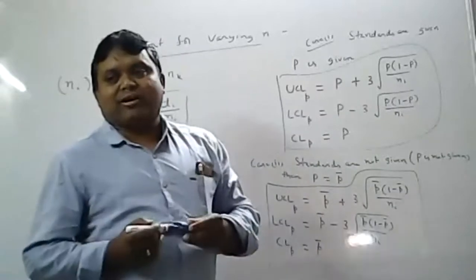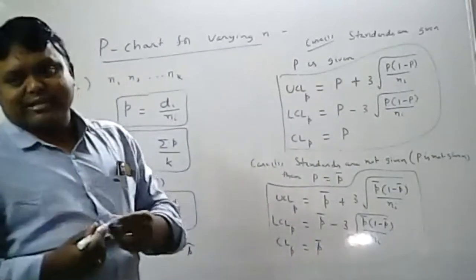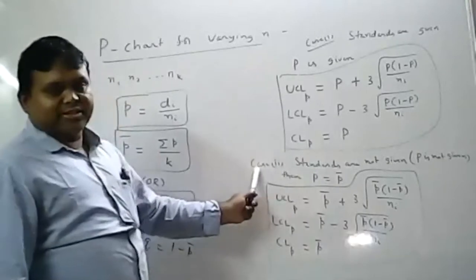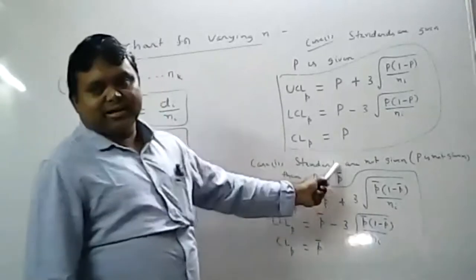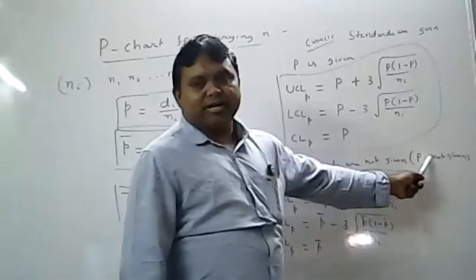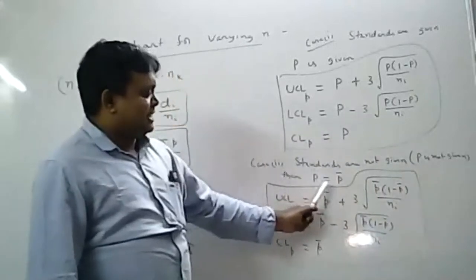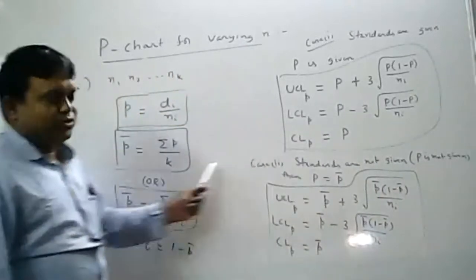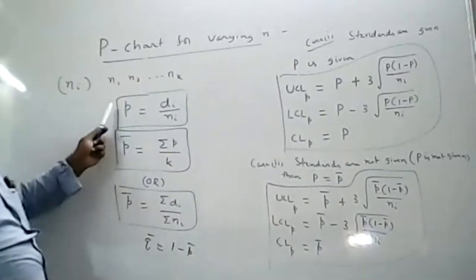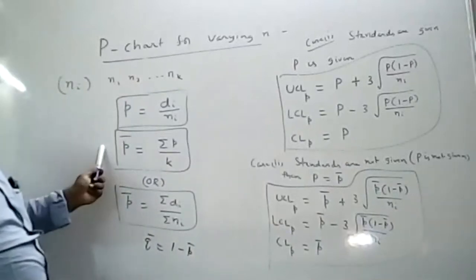Case 2 means when standards are not given, what are the formulas? How to calculate UCL, LCL, and CL. So what is case 2? Standards are not given, which means the capital P value is not given. If capital P is not given, then it can be estimated by small p bar. You know how to calculate small p bar. First you require p values, and after that you require p bar.